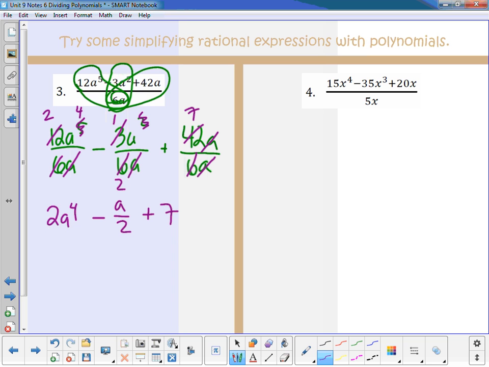Now I always take one last look to see if there's anything else I can simplify. Since this term is a to the 4th, that term is just a to the 1st, and that term has no a, there's nothing else I can do to simplify those, so I'm going to leave it as it is.